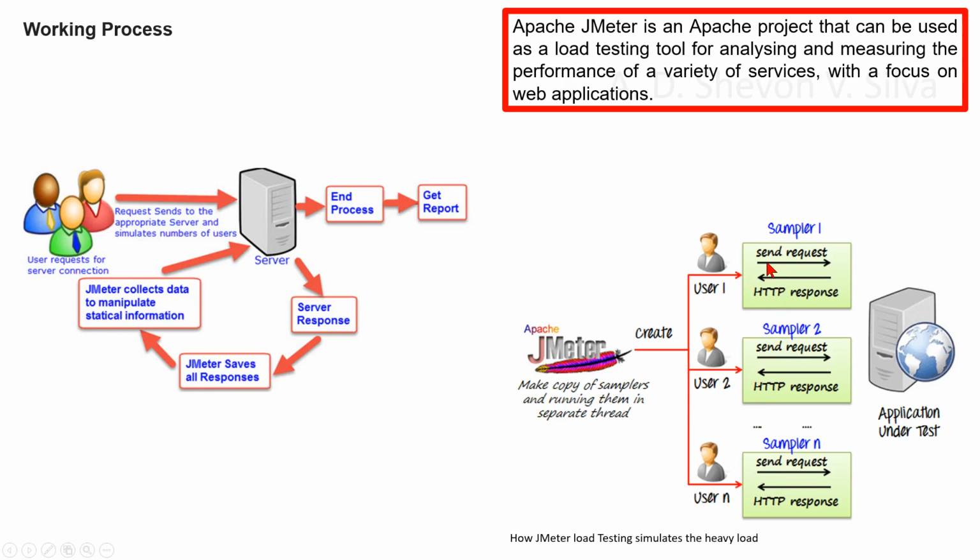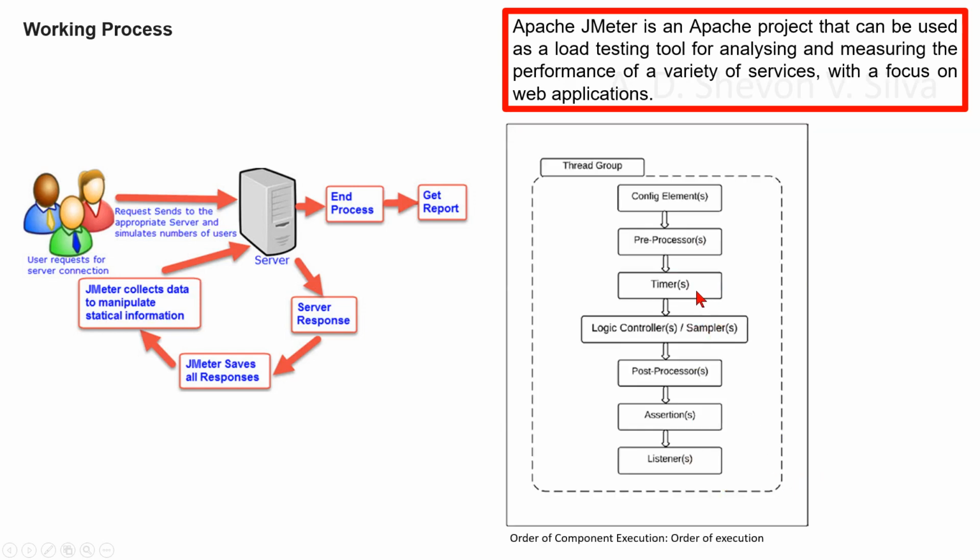You can see the send request and HTTP response inside the sampler, and here you can see the application under test. Here you can see the order of execution, the order of component execution.